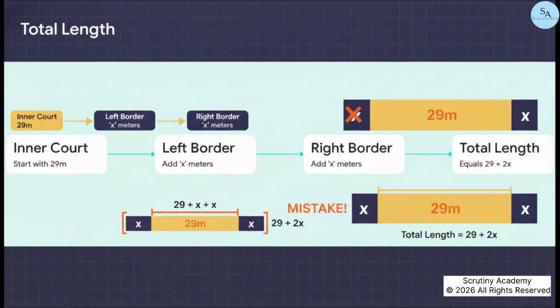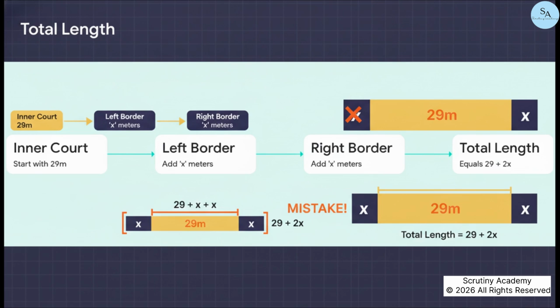Okay, now that we have our visual, let's literally build the total length of the entire plot of land. We start with the inner court's length, which is 29 meters. But the plot extends beyond that, right? We have to add the spectator border on the left side, which is x meters. And we have to add the spectator border on the right side, which is also x meters. So the total length is 29 plus x plus x, which neatly simplifies to 29 plus 2x.